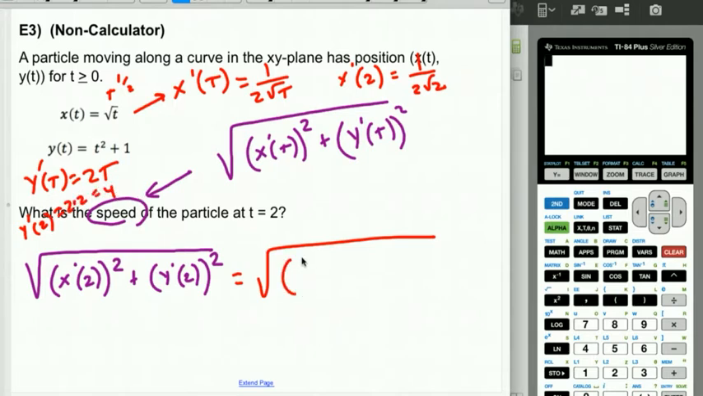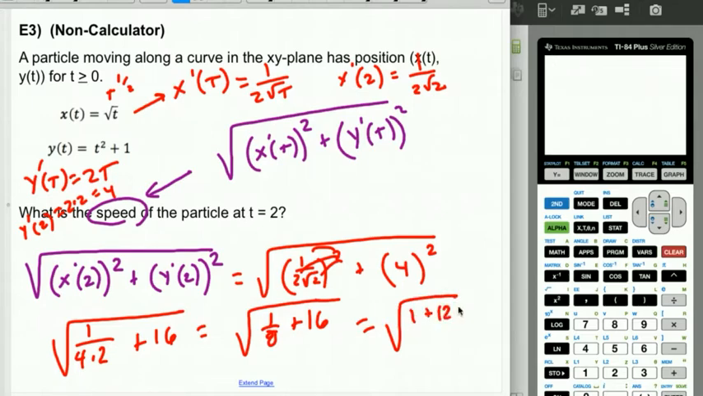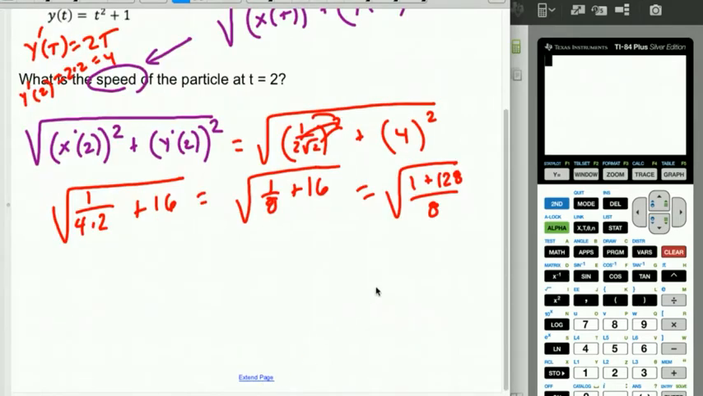So I know that this is a 1 over 2 root 2 quantity squared plus a 4 squared inside that square root. When I square the 1 over 2 root 2, the 1 gets squared, doesn't do much. The 2 gets squared, that's a 4, and the root 2 gets squared, and that means that's a 2. So I get that this is a 1 over 4 times 2 plus a 16, right? So this is a 1/8 plus a 16. If you want to get 16 as a common denominator with 8, it should be a 128. So I get that this is the square root of a 1 plus a 128 all over 8, or a root 129 over 8. And if you want to simplify it, you can.